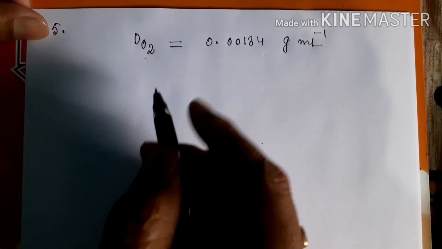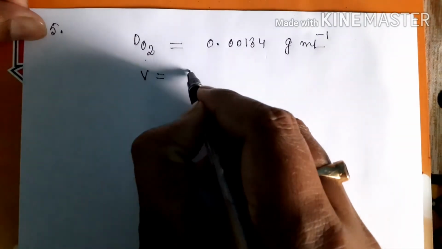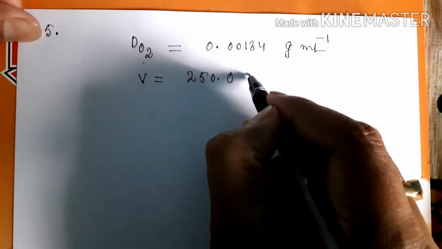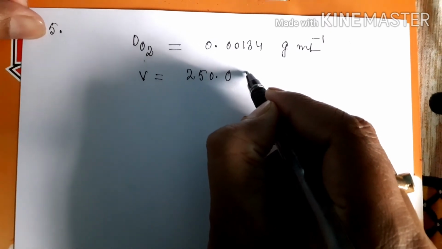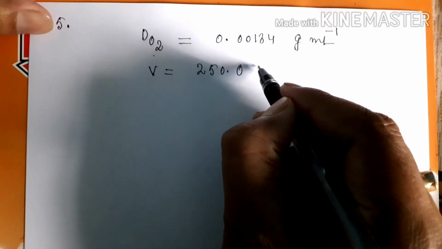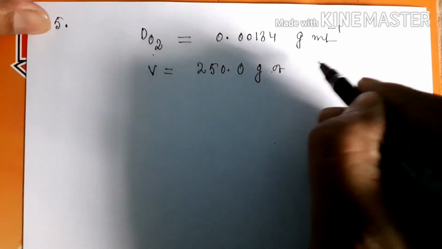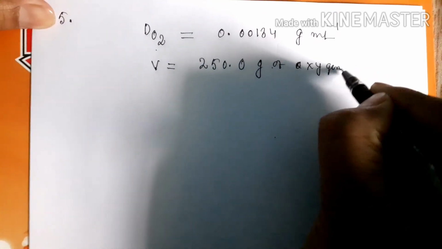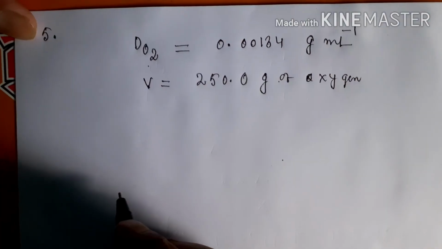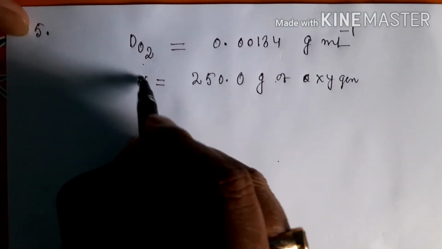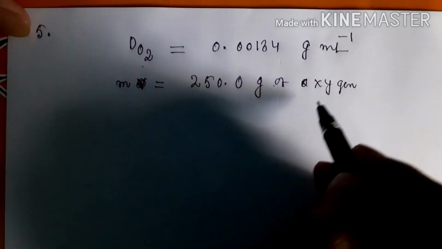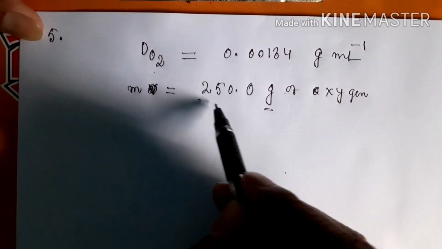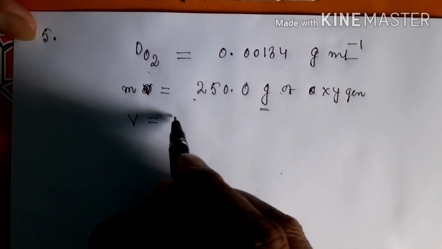And the volume occupied by that one is how much? Sorry, here volume is not given, actually mass is given. The mass of oxygen, 250.0 gram, this is a gram unit. From here you can understand that the mass of this one is given. So we have to calculate the volume of that one.